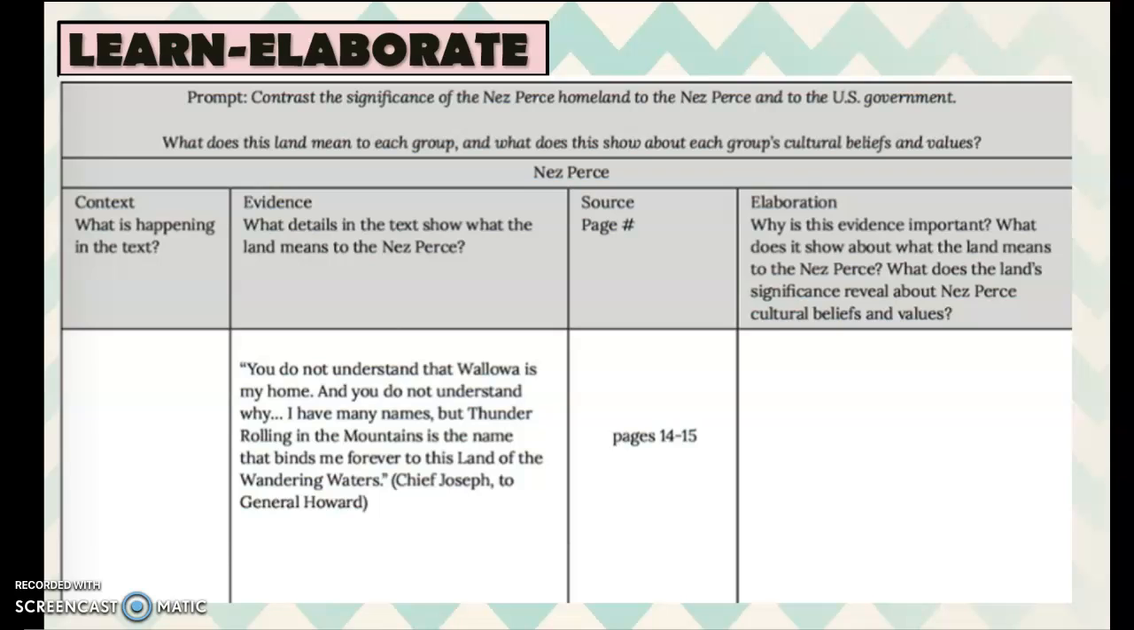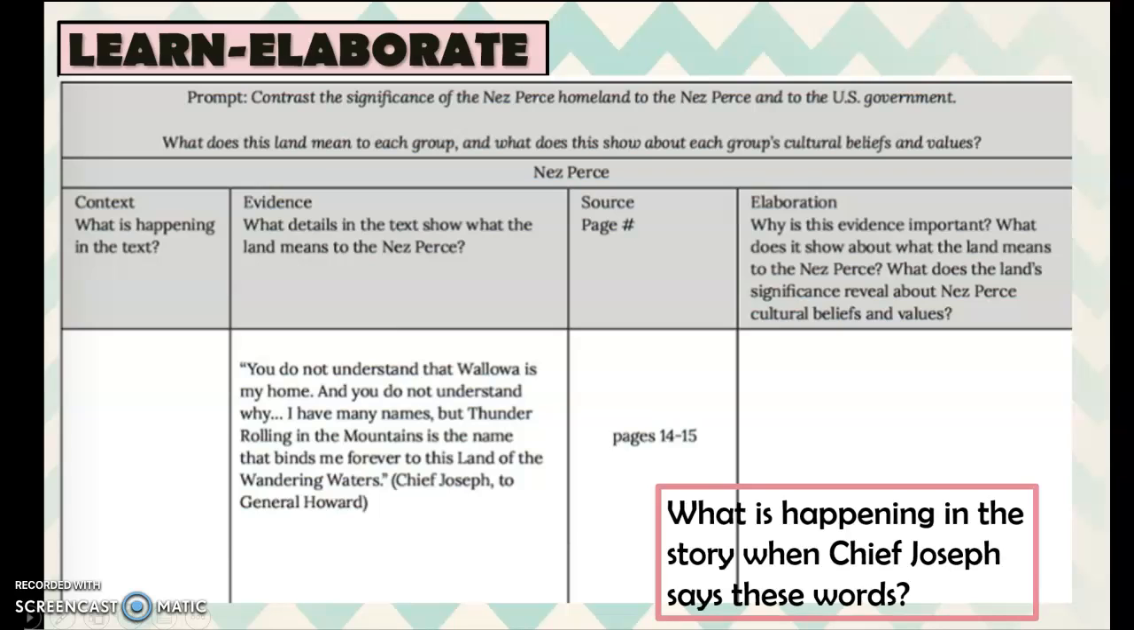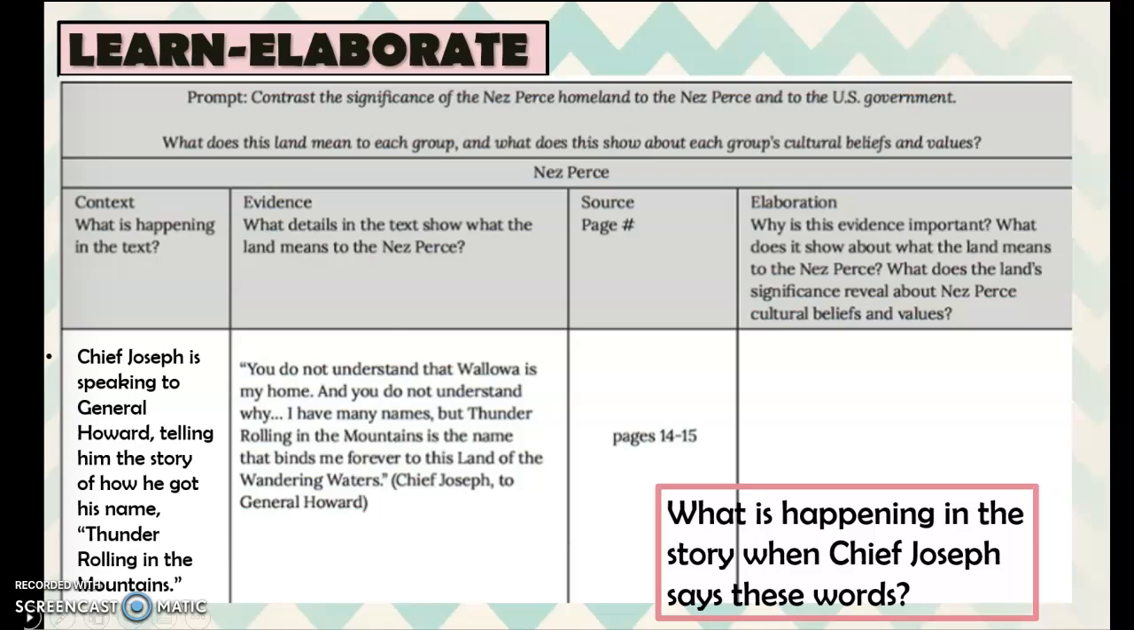So what is happening? What's the context? When this piece of evidence comes, Chief Joseph is speaking to General Howard, telling him the story of how he got his name, Thunder Rolling in the Mountains. Pause the video and add this to your handout.